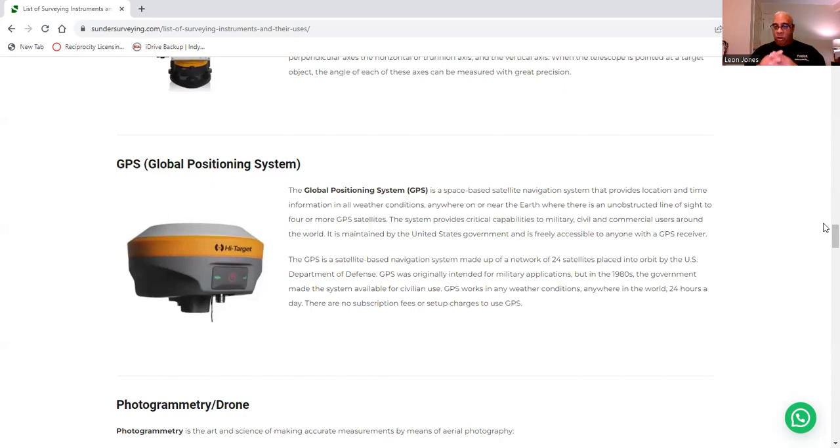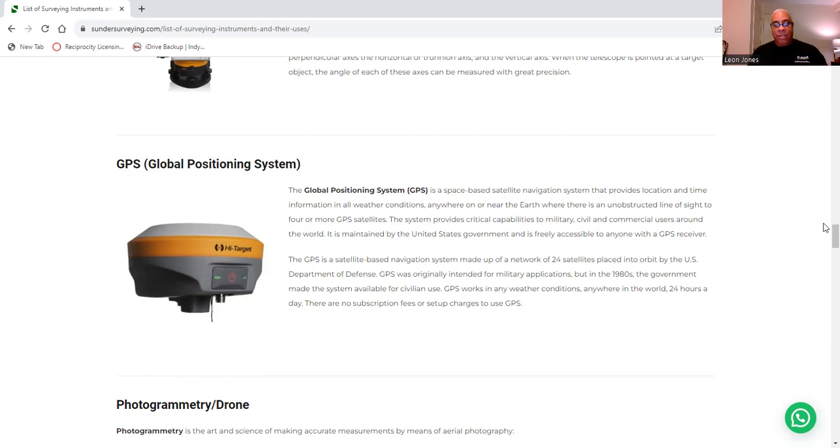Now, something that you are hearing about today, it's been around with the military. You might hear the term GPS. GPS stands for Global Positioning System. It's basically a space-based satellite navigation system that provides location and time information in all weather conditions anywhere on or near the Earth where there is an unobstructed line of sight to four or more GPS satellites. The system provides critical capabilities to military, civil, and commercial users around the world, and it is maintained by the United States government and is freely accessible to anyone with a GPS receiver.